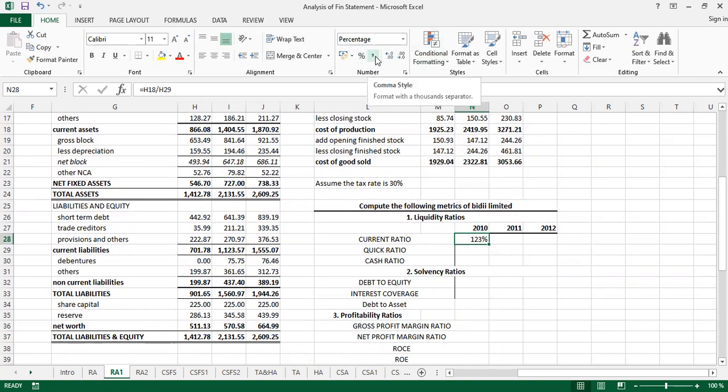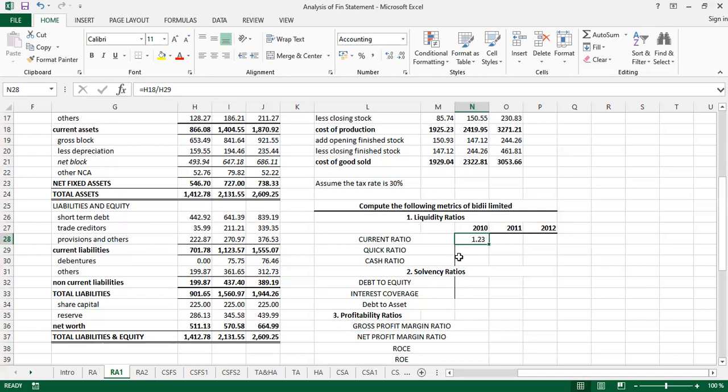No, let me change it there, because the current ratio is always not in percentage. You can see that this company can pay off their current liabilities at 1.23 rate, isn't it? That's how they can pay their liability.